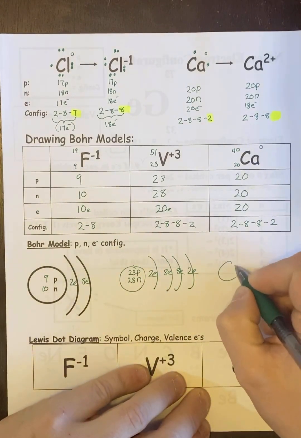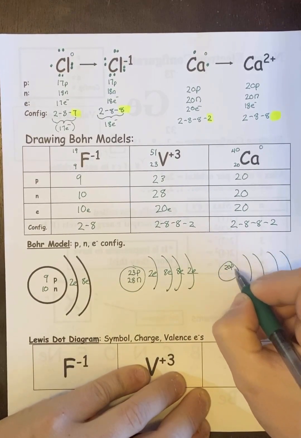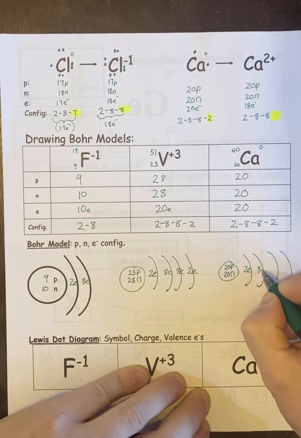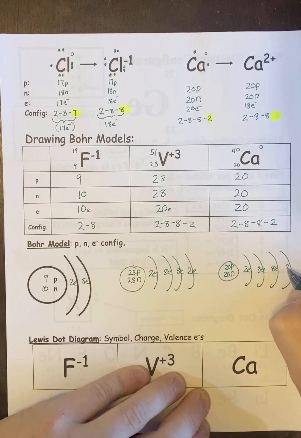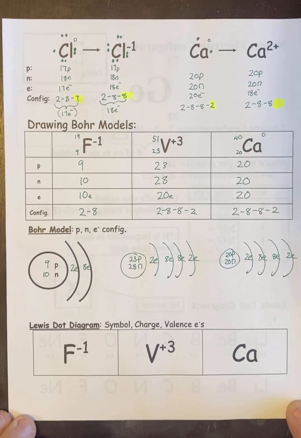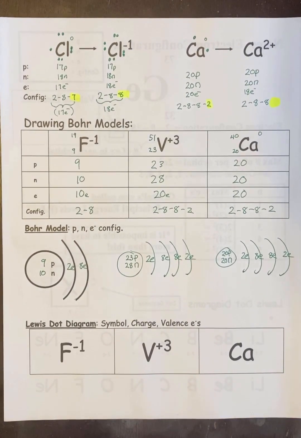And the last one. 20p, 20n, 2, 8, 8, 2. And then we're going to do, just so we know that we're doing this right, we are going to do the Lewis models for those Bohr models.